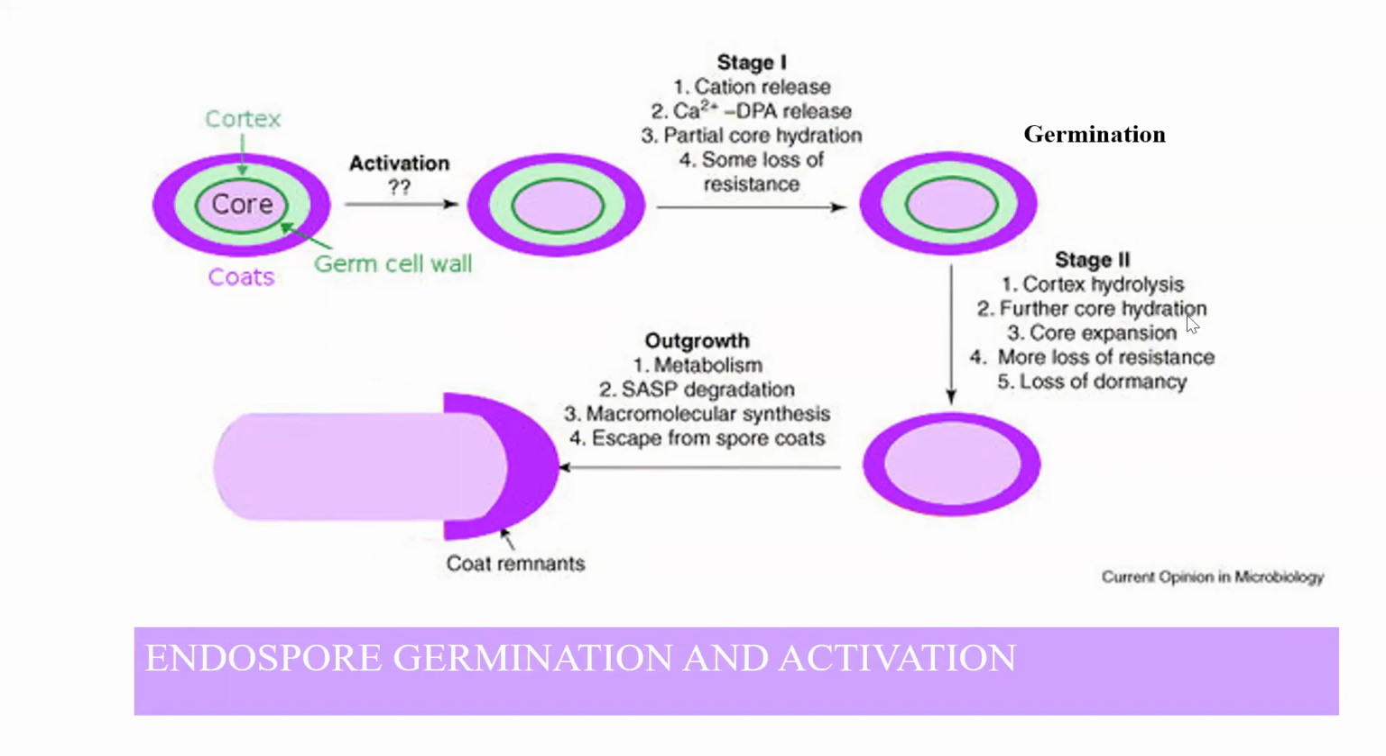Further core hydration, that means more water molecules are accumulated, core expansion, more loss of resistance and loss of dormancy. And finally, the outgrowth, that is metabolism, then SASP degradation, macromolecular synthesis, and ultimately escape from the spore coats. So this is the coat remnants, and it is now going to germinate as a vegetative body.